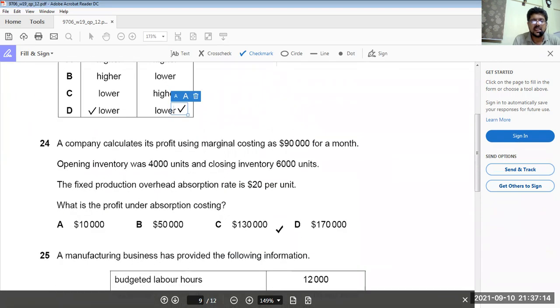Simple. Okay. A company calculates its profit using marginal costing at $90,000 for a month. Opening inventory 4,000, closing inventory 6,000. The fixed production overhead absorption rate is $20 per unit. What is the profit under absorption costing? So what you have to do: the difference of inventory is 2,000. Multiply by the 20 absorption rate, that's 40,000. 40,000 should be added to the profit and your answer is 130,000.